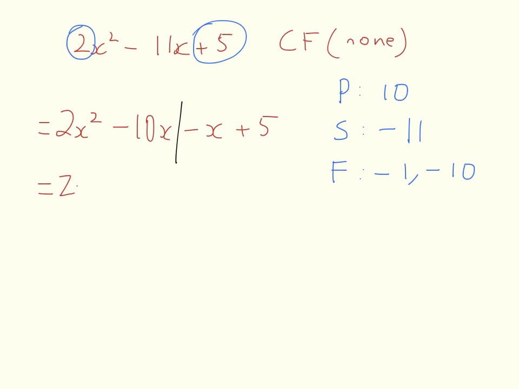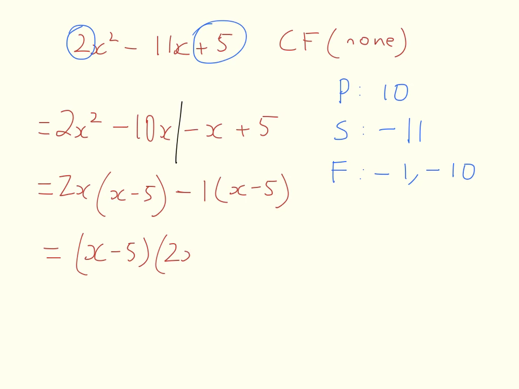So my common factor first is 2x, x minus 5, and well, what I want here is x minus 5, but I've got minus x plus 5, so I just have minus 1 there. So let's put those two together. Common factor of x minus 5, and then 2x minus 1 as the other factor. Again, that works out the same way.